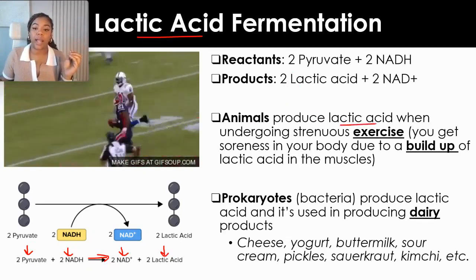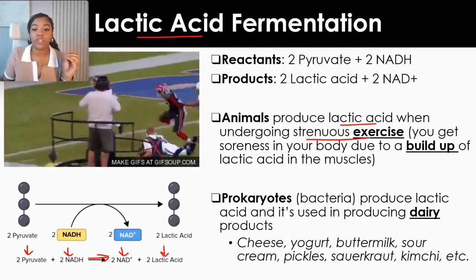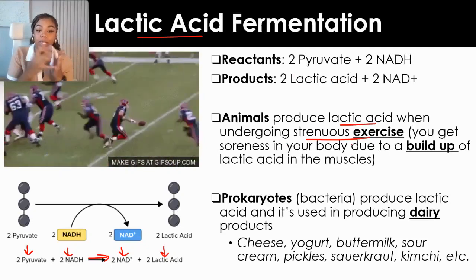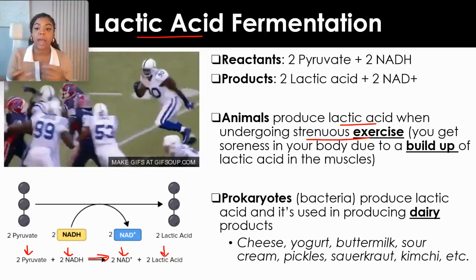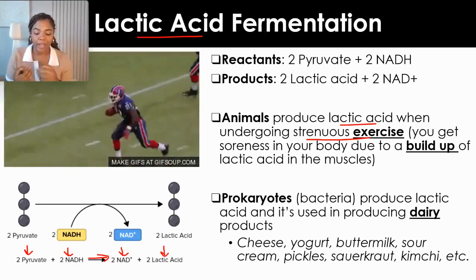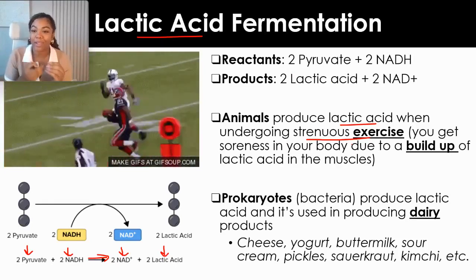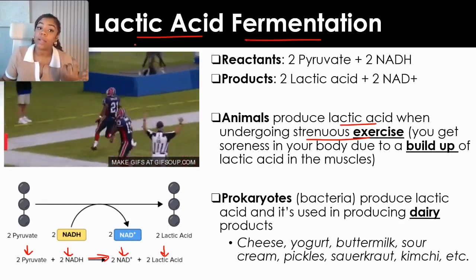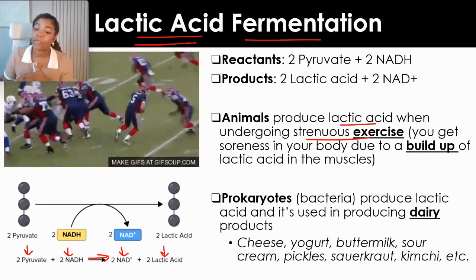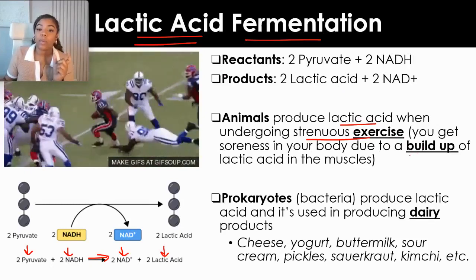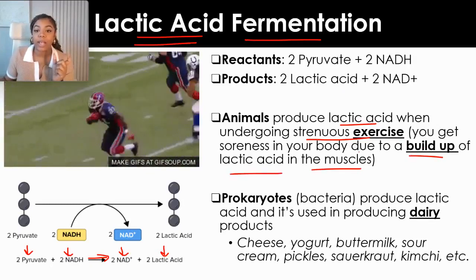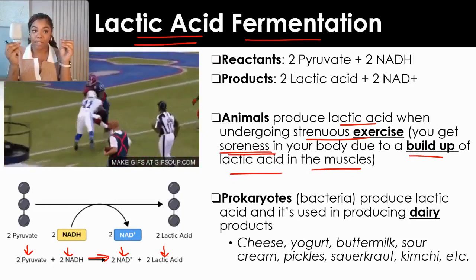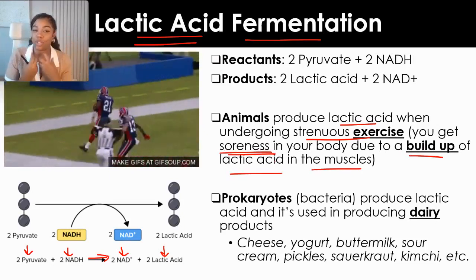Animals produce lactic acid when they're undergoing strenuous exercise. So going back to the example of the different sorts of athletes that you can be. When you exercise, if you ever wake up the next day and you're a little bit sore, that's because your body was in a state of fermentation. Specifically, it was in the process of lactic acid fermentation, because when you build up lactic acid in your muscles, this actually causes the soreness that you feel. Yes, you're ripping muscles, and the lactic acid buildup causes your muscles to be sore.